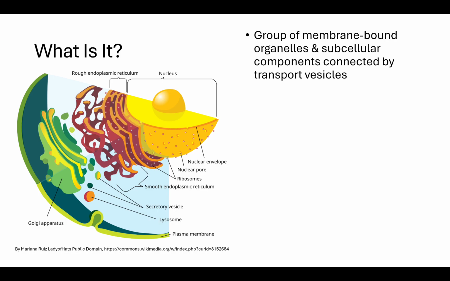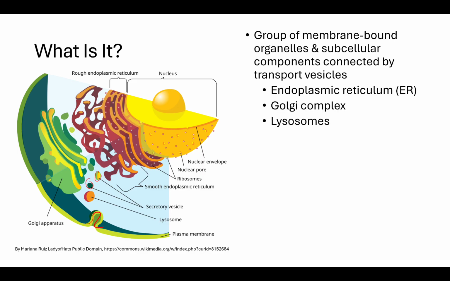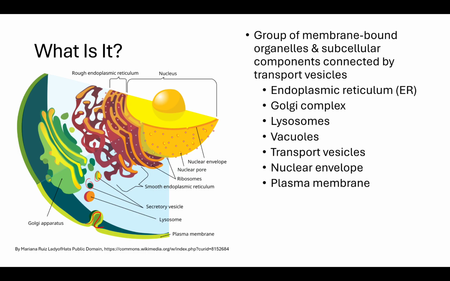And the important thing is their membranes can be interconnected. So what you see here is basically a folding in of the membrane. That membrane folding in can pinch off and form these little vesicles. Those vesicles can take that bit of membrane and anything that's contained in it and move between these different organelles. So the organelles that make up the endomembrane system are the endoplasmic reticulum, or ER, the Golgi complex, lysosomes, vacuoles, transport vesicles, the nuclear envelope, and the plasma membrane.